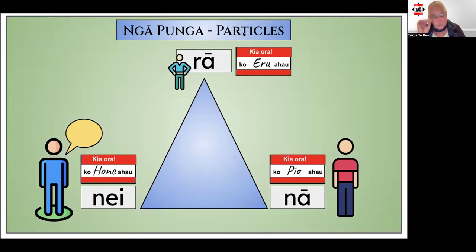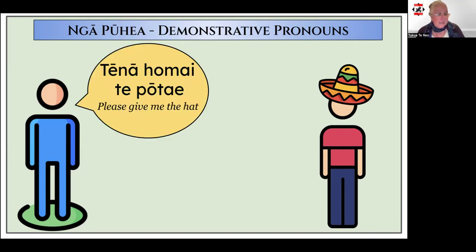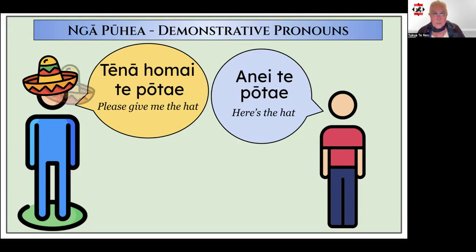I'll give you some examples now of how these particles work, and we'll use our friends here, Hone, Pio, and Eru. Let's say Pio is wearing a hat. He pōtai mehikana. Hone is asking Pio to give it to him. He would say something like, tēnā ho mai te pōtai, please give me the hat. And then, as he's giving it to Hone, Pio would say, anei te pōtai, here's the hat.